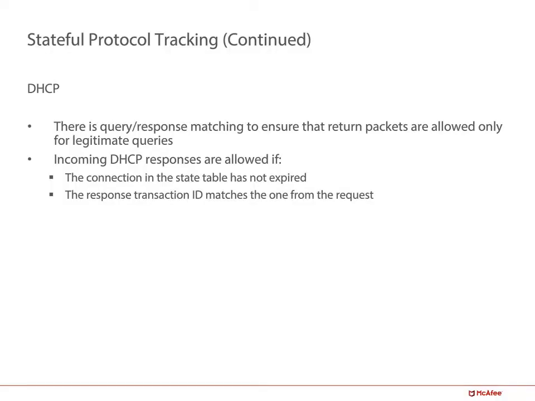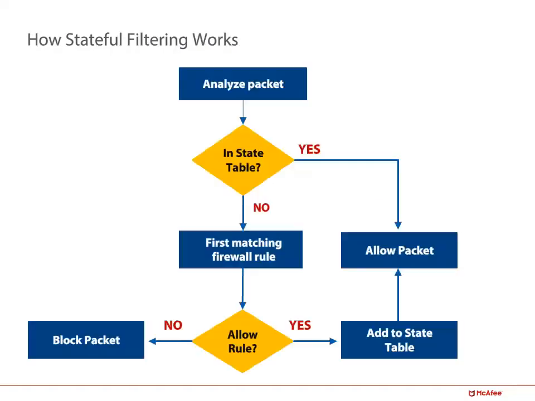The stateful protocol tracking with DHCP will happen when we have a query and response to make sure the return packets are only allowed for legitimate queries. So as your DHCP responses come in, they are allowed, again, if the connection in the state table has not expired and the response transaction ID matches the one from the request.